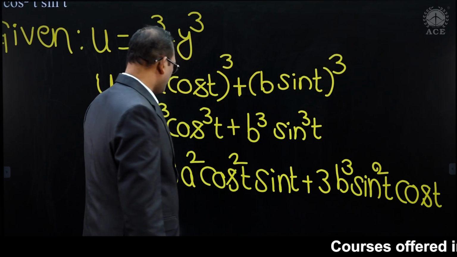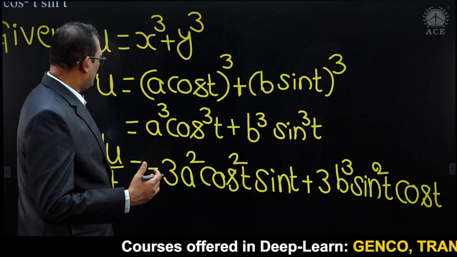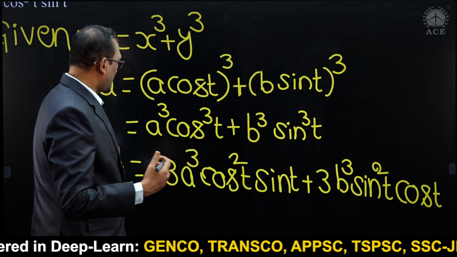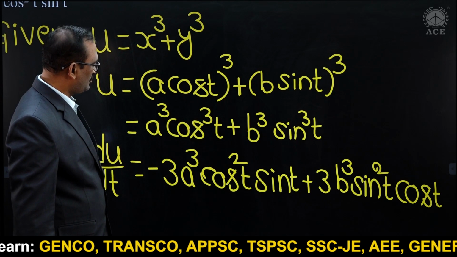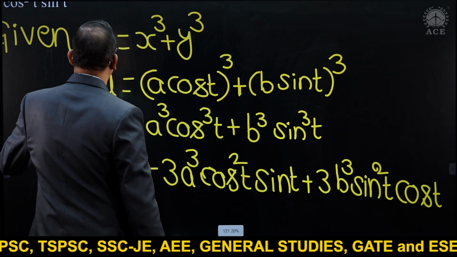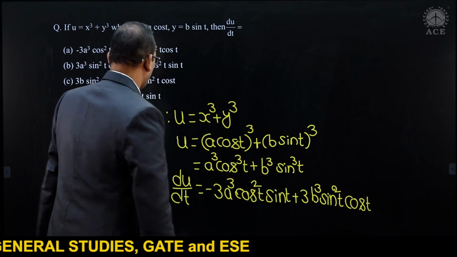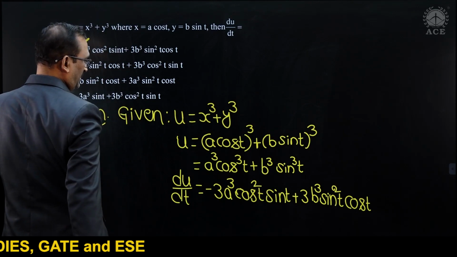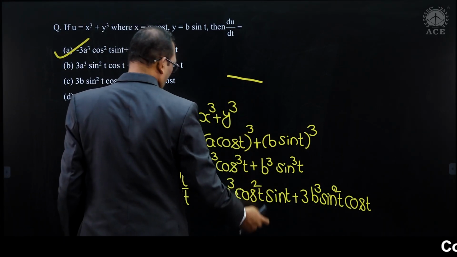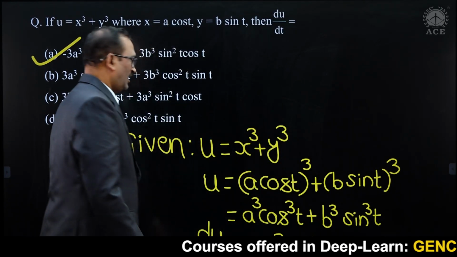So let me check the options. Minus 3a cube cos square t sin t plus 3b cube sin square t cos t. So option A will be the right answer. Option A is correct.